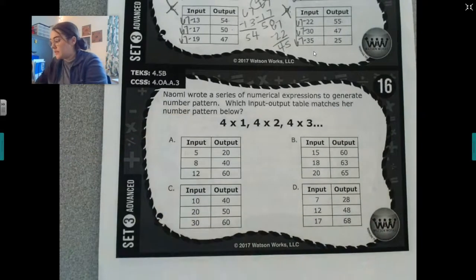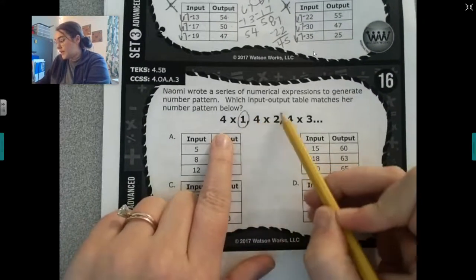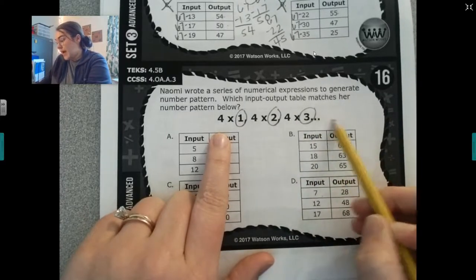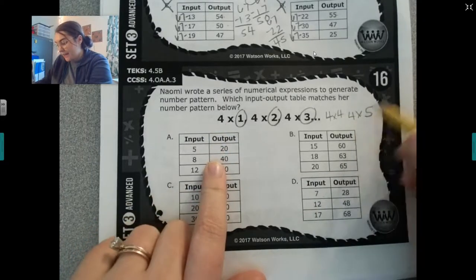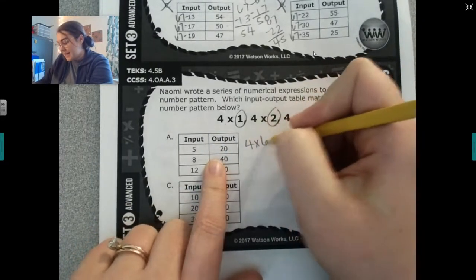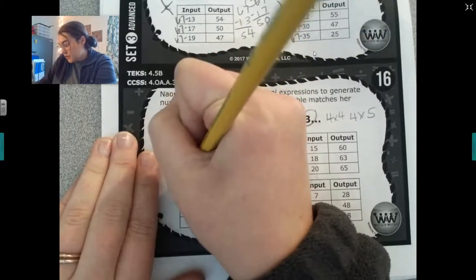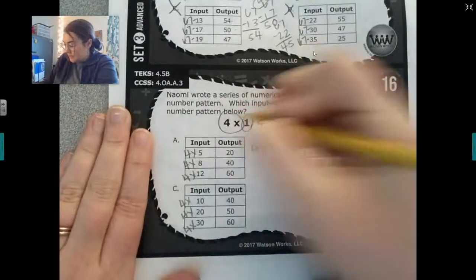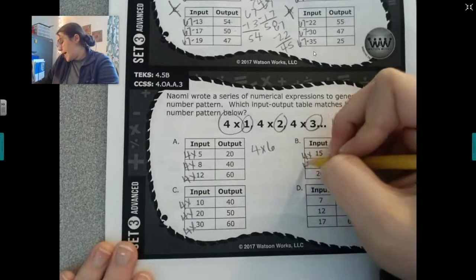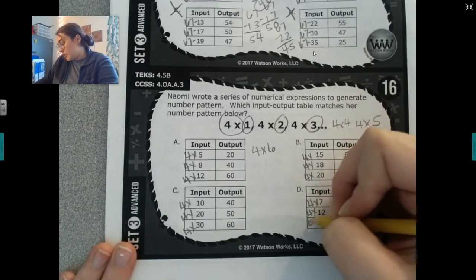Okay, Naomi wrote a series of numerical expressions to generate number patterns. Which input-output table matches their number pattern below? 4 times 1, 4 times 2, 4 times 3. So if the pattern kept going, 4 times 4, 4 times 5, 4 times 6. So which one, if our rule is times 4, I'm going to go ahead and write that on each of our inputs, and I'm going to go through and check which one works.